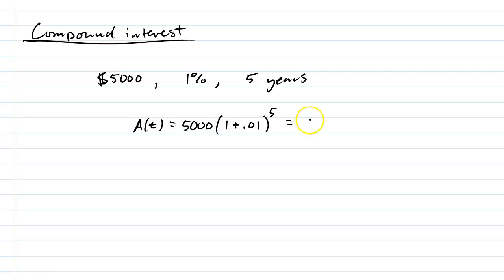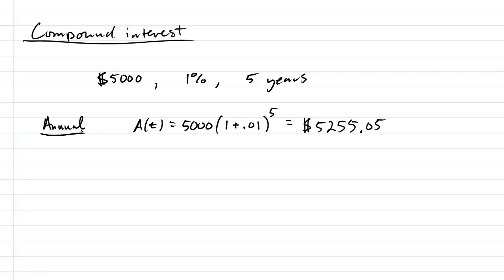Okay, I get an answer of the total amount that you would owe: $5,255.05. So they've charged us $255.05 interest for taking out the money for 5 years. Now this is annual. This means that interest is charged once a year.